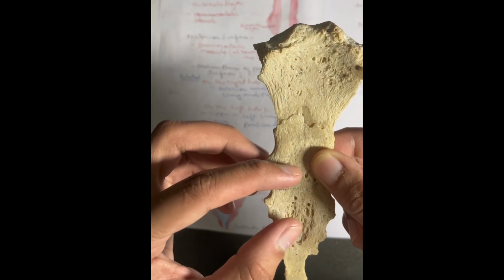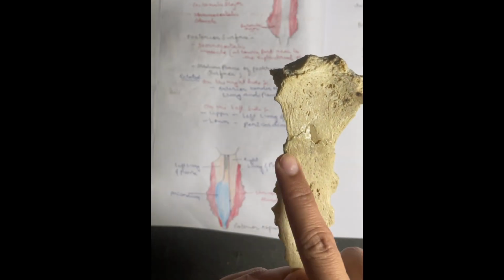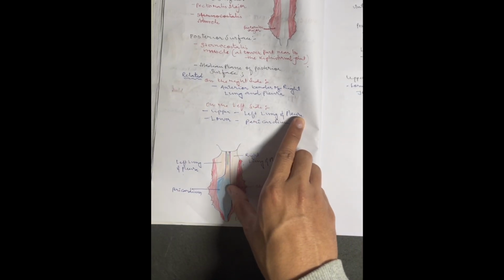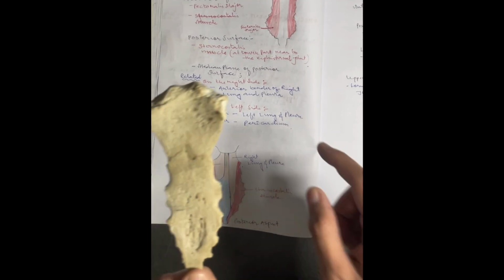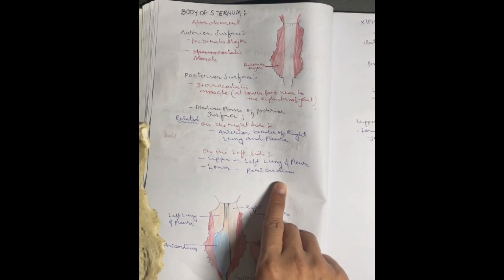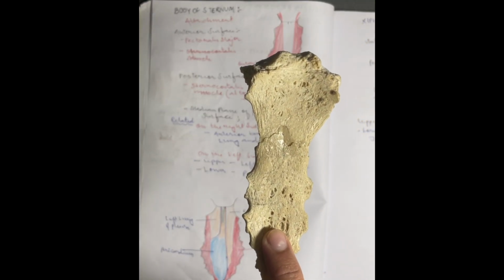On the left side, the relation is divided into an upper half and a lower half. The upper half is related with the left lung and pleura. And the lower half is related with the pericardium.